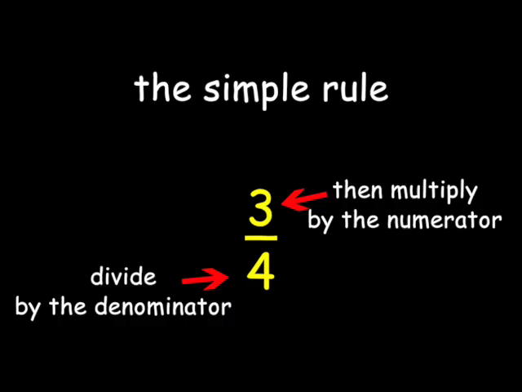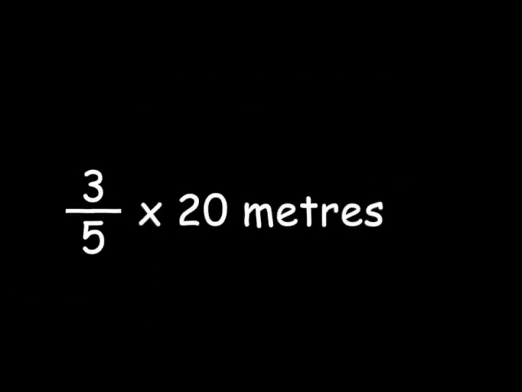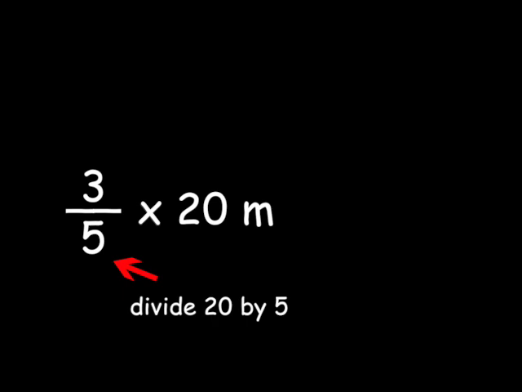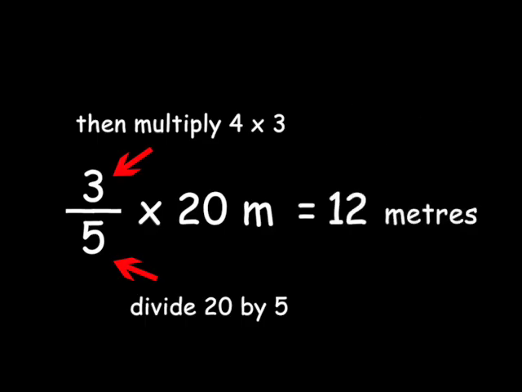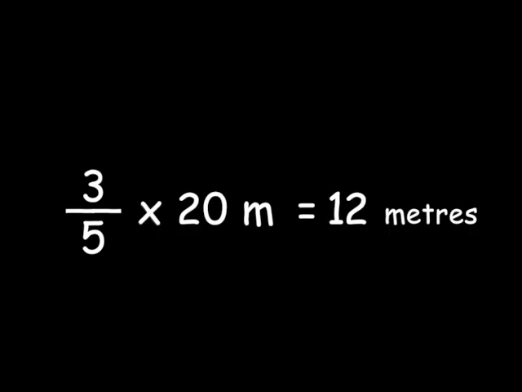Here's another example to show you how to do this. Suppose you need to find 3/5 of 20 metres. First, you do the division. Divide 20 by 5 to get the length of 1/5, which is 4 metres. Then you multiply that fifth by 3 to get 3/5, which is 12 metres. So 3/5 of 20 metres is 12 metres.